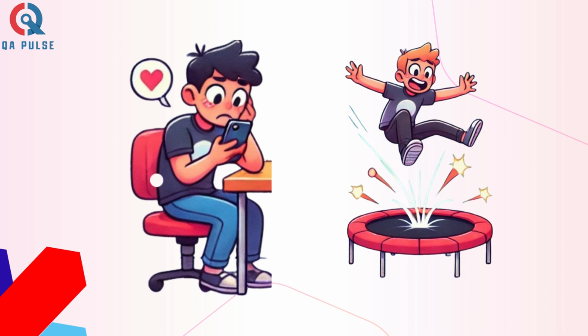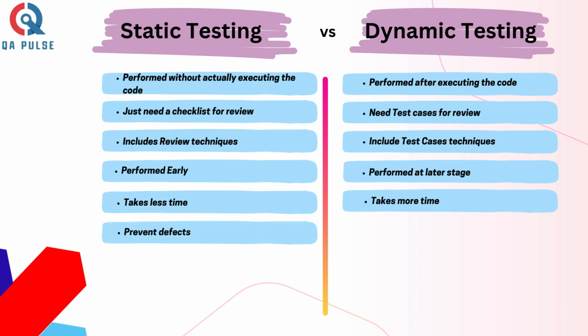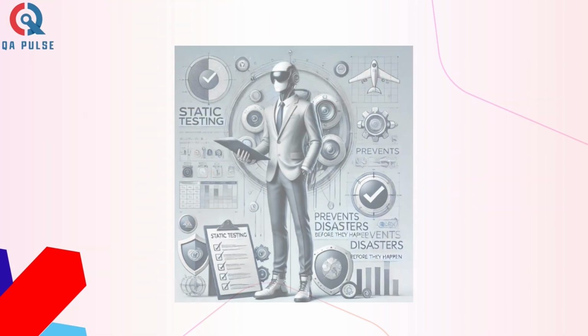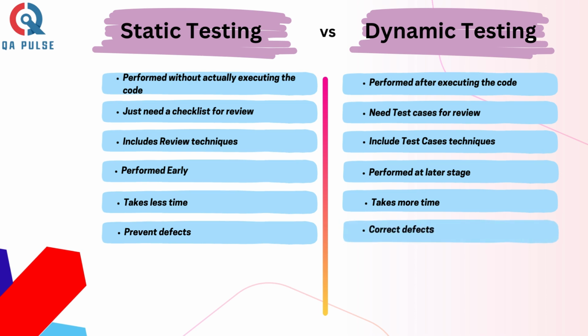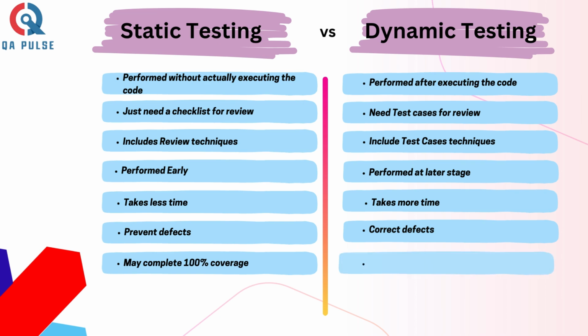Okay, as I have already told you, static is done early, so it is about the prevention of defects. Dynamic is done later, so it's all about finding and fixing the defects, so it follows corrective approaches. Static testing may complete 100% statement coverage in comparably less time, and dynamic testing only achieves less than 50% coverage.